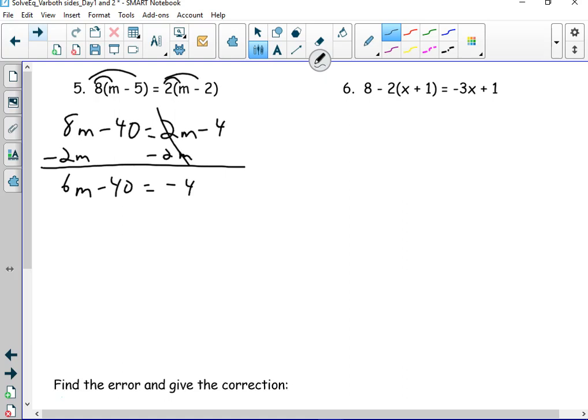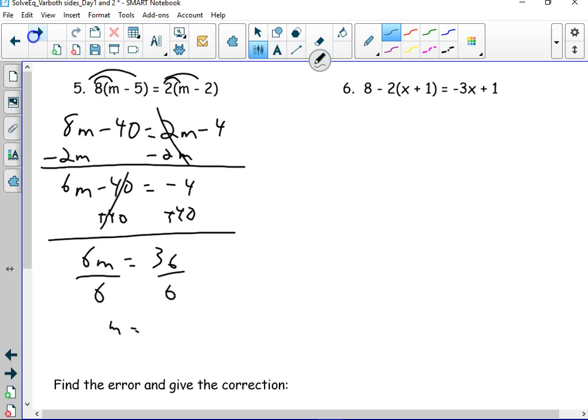I need to move the numbers to the right, since I moved my letters to the left. So I'm going to do plus 40, the opposite, the inverse. I'm undoing the subtraction. 6m equals 36. Now I just simply divide, and I have m equals 6. Which if I plug back in, 6 minus 5 is 1, times 8 is 8. 6 minus 2 is 4, times 2 is 8. I know I did it right.